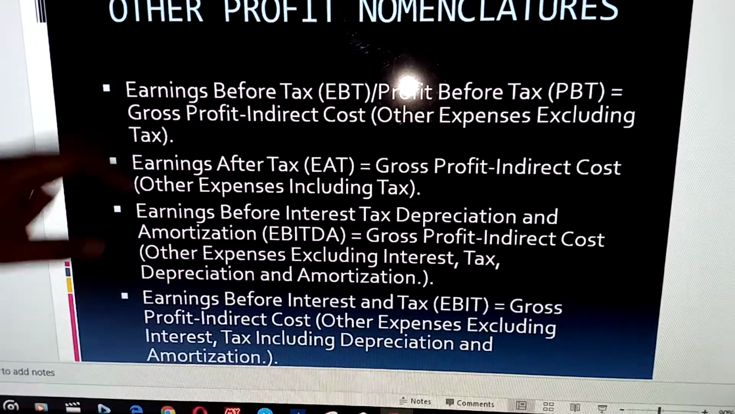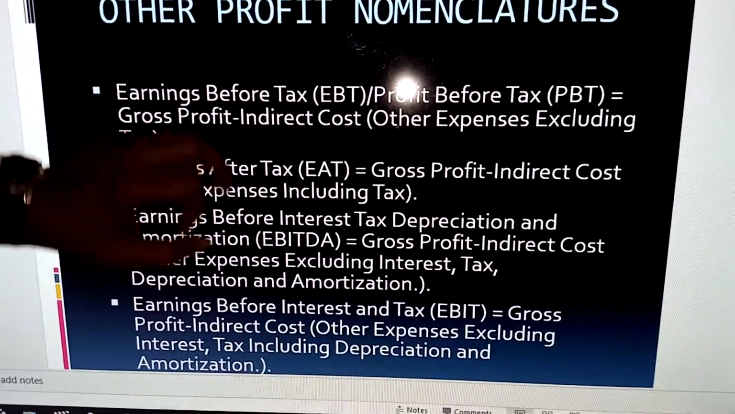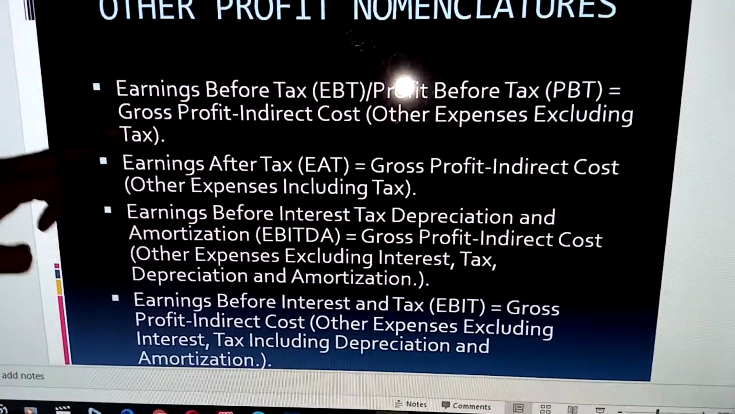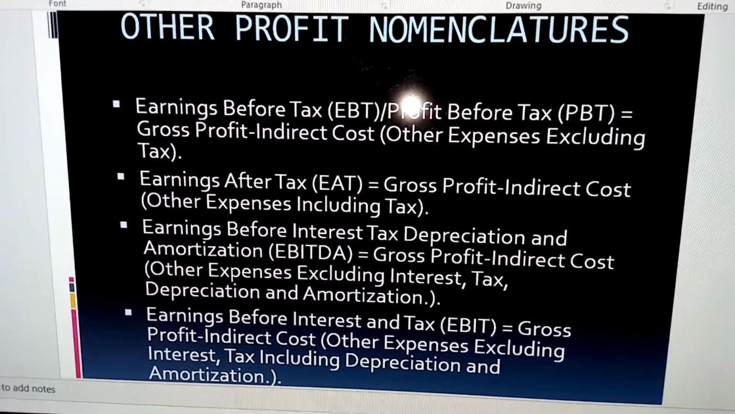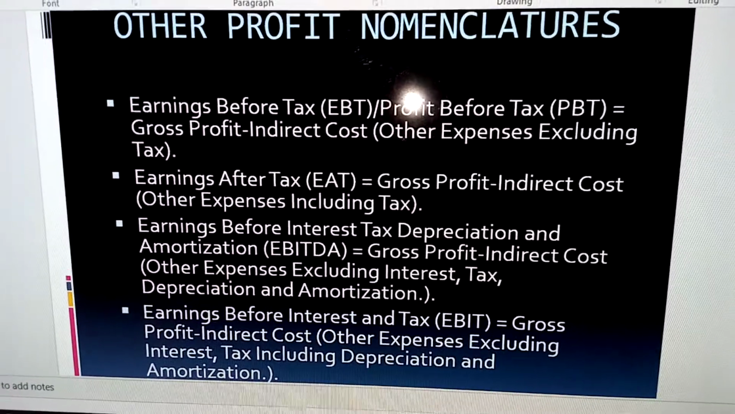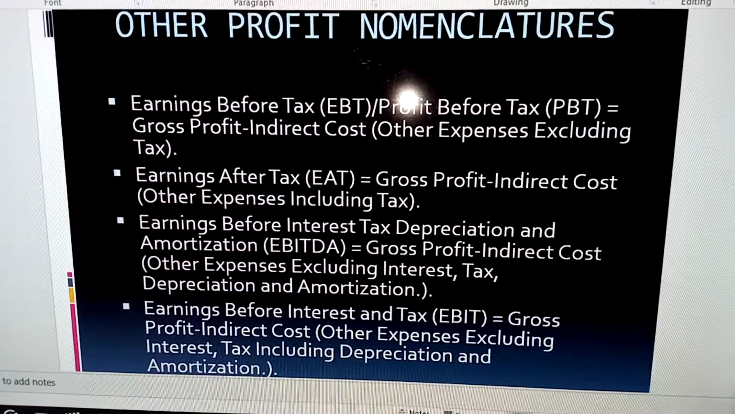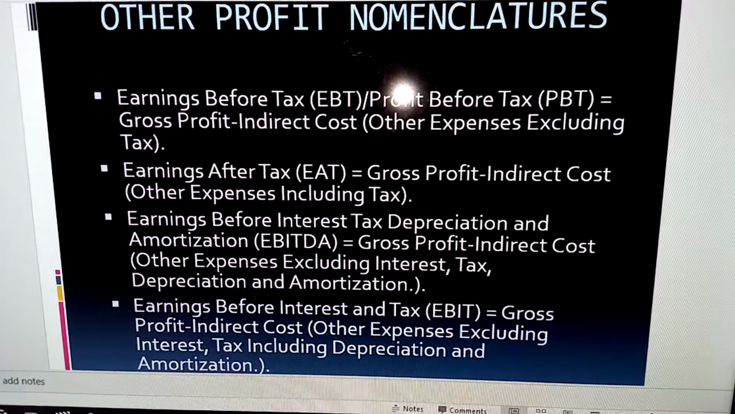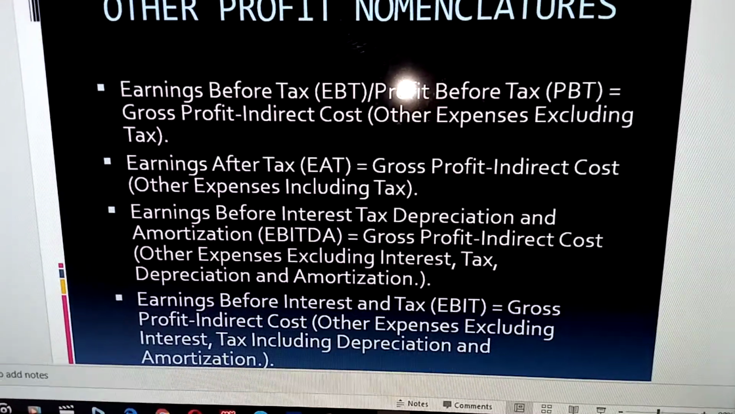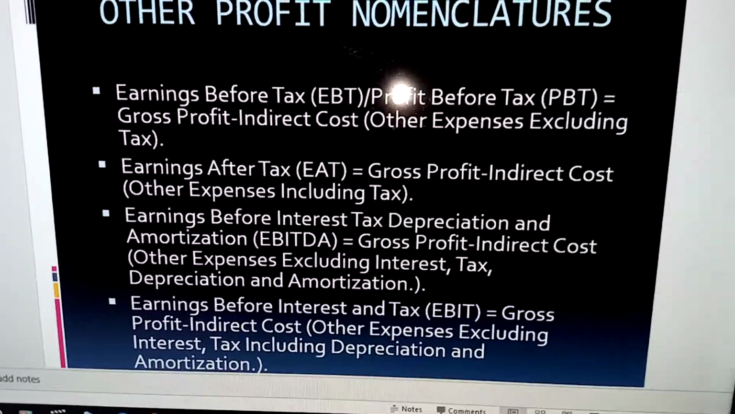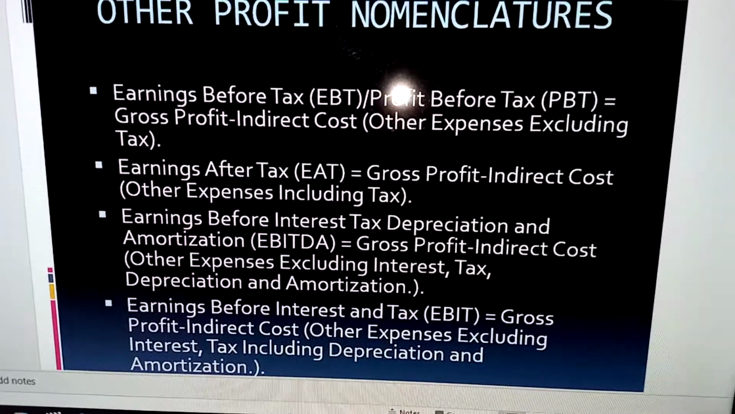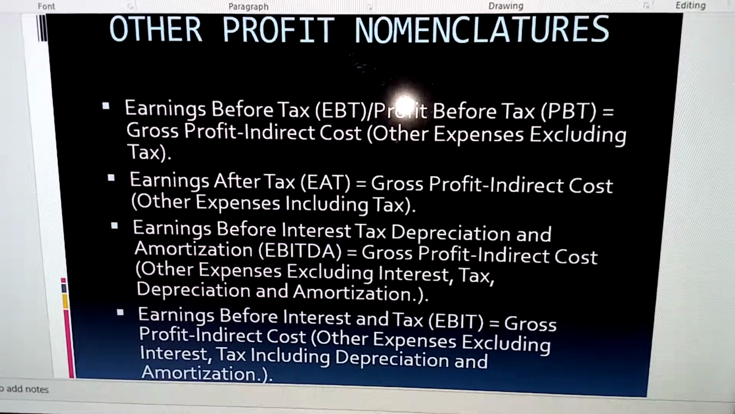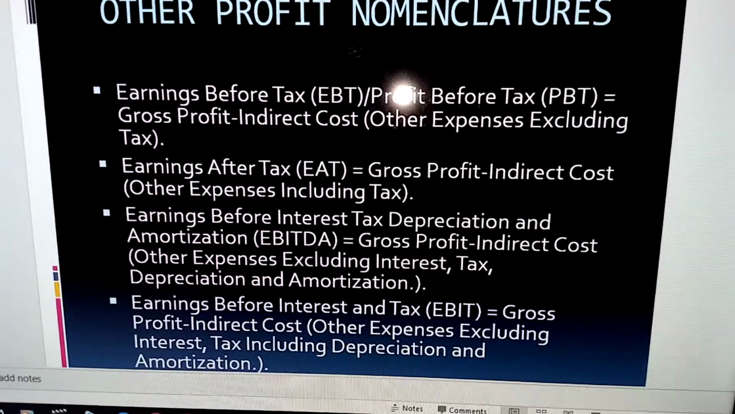But because you're looking at earnings before tax, it means your gross profit minus your indirect cost, excluding your tax. So where you're trying to create a formula or an equation to take your gross profit into consideration against your other expense or your indirect expense, you must exclude tax from the equation. So where you are excluding tax from the equation, you are trying to arrive at your earnings before tax or your profit before tax.